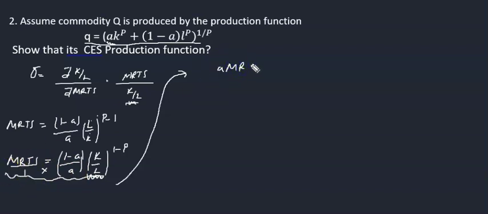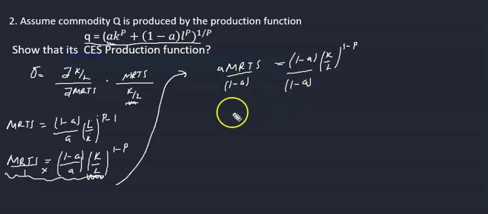MRTS like that is equal to 1 minus a, then we will have k over l, then we will have 1 minus b like that. So we can divide that both sides, so that we remain with a. This is just a constant, so we pull it out somewhere. So it will be something like this, then we'll remain with k over l, 1 minus b.